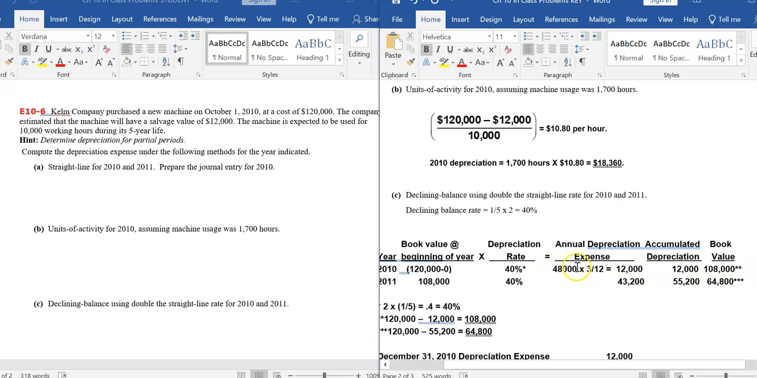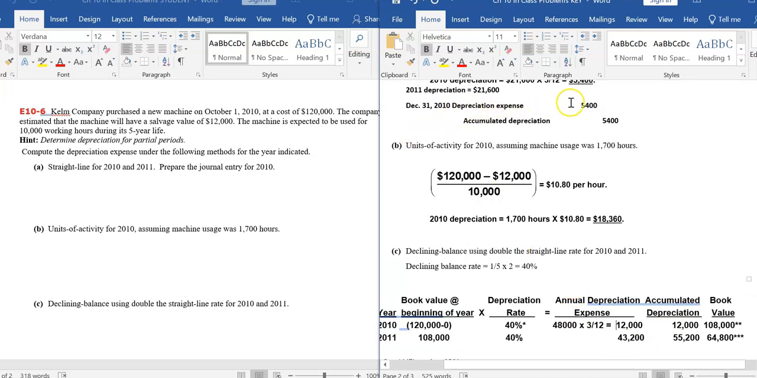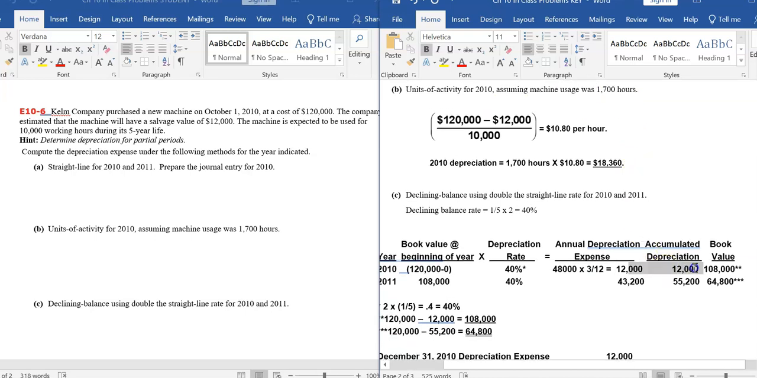Okay, now that would be the amount of depreciation if we had used this asset for a full year. But remember, this asset was purchased in October, so only 3/12 of it was used. 3 months out of 12 months, 3/12 of a year, or 1 quarter. So we're going to multiply the annual depreciation by the fraction of the year to figure out we are only going to record $12,000 of depreciation this year. So the journal entry would be to debit depreciation expense and credit accumulated depreciation for $12,000.